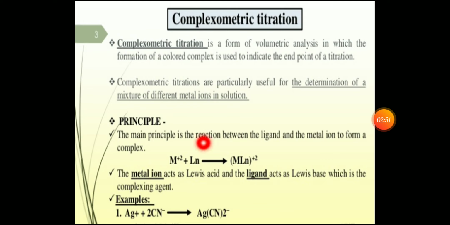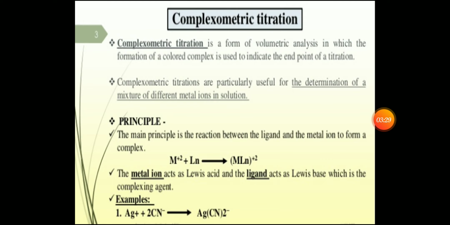See, this is the principle. See, these are the metal ions and these are the ligands. Okay, so they will form the complex by the reaction between the ligands and metals. It is the principle of the complexometric titration. The metal ions act as a Lewis acid and ligands act as a Lewis base. We can consider that Lewis acid is a metal and Lewis base is a ligand, which is a complexometric agent. Okay, this is the example given for the principle of the complexometric titration.